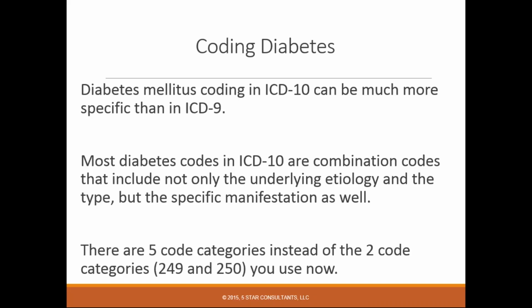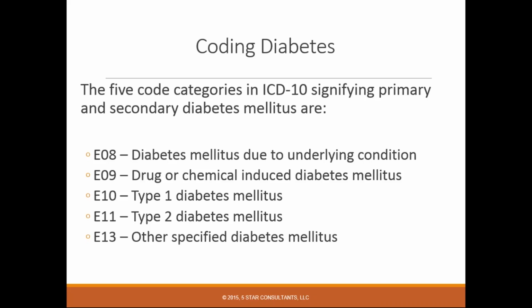You have 5 categories now. In ICD-9, you only have 2 diabetic categories, which is 249 and 250, but now we have 5 categories: primary and secondary diabetes. E08 is diabetes due to underlying condition. E09, drug or chemical-induced diabetes. E10 is type 1. E11 is type 2. And E13 is other. And like I said, predominantly will be in E11, but of course we do see all the other types as well.